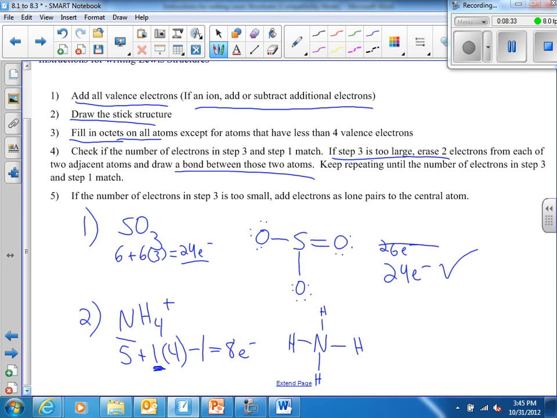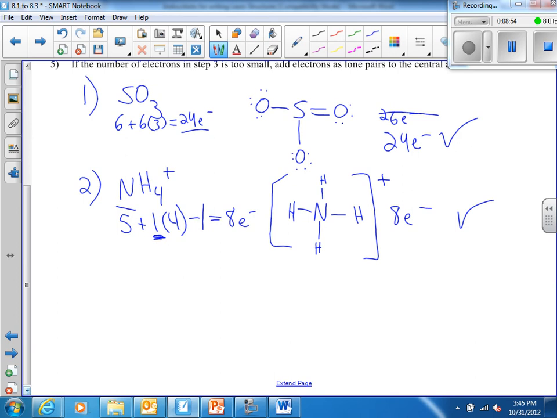Check if the number of electrons in step 3 and 1 match. 2, 4, 6, 8, and 8. We're good. I have forgotten one thing though. Whenever we have an ion, you must put brackets around the structure and the charge of the ion on the outside of the brackets. Okay. Let's do one more.